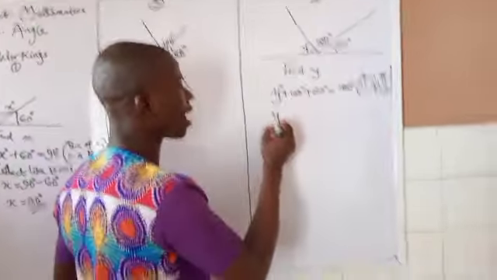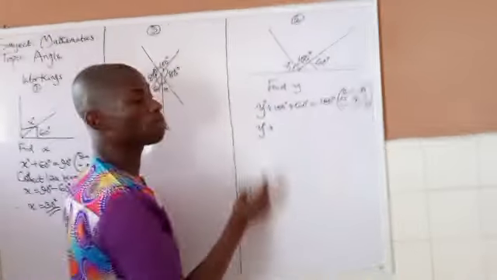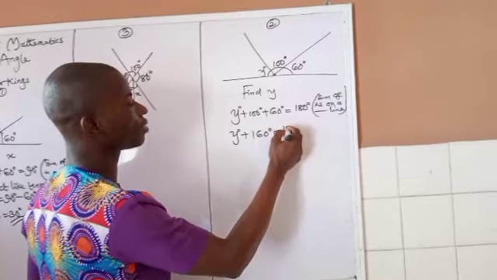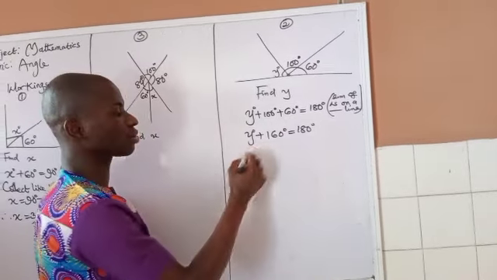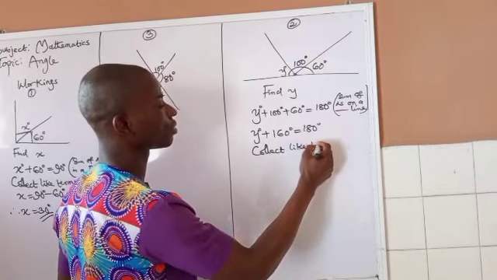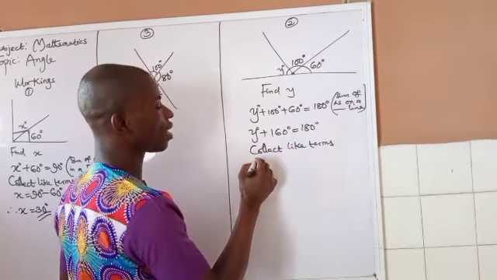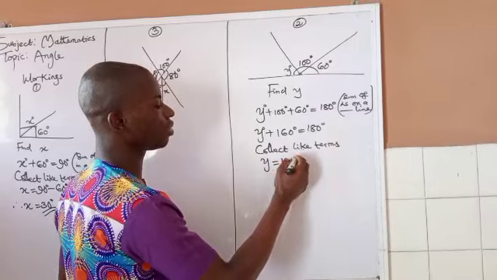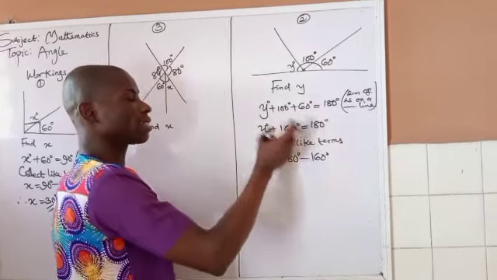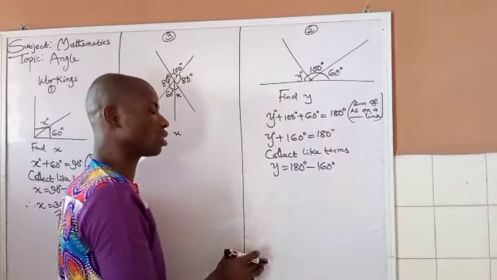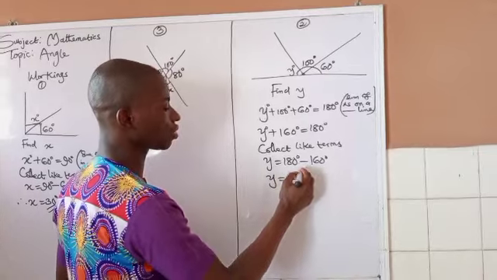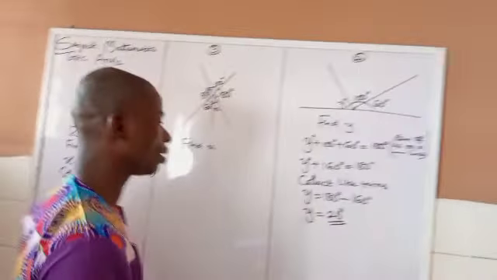So we have y degrees plus 60 plus 100. We have 160 degrees. So what's the next thing? Collect like terms. Then we have y equals 180 degrees minus 160 degrees. So the moment you carry anything that is positive to the other side of the equation, it changes to negative. Then we have equals 20. So y equals 20 degrees.